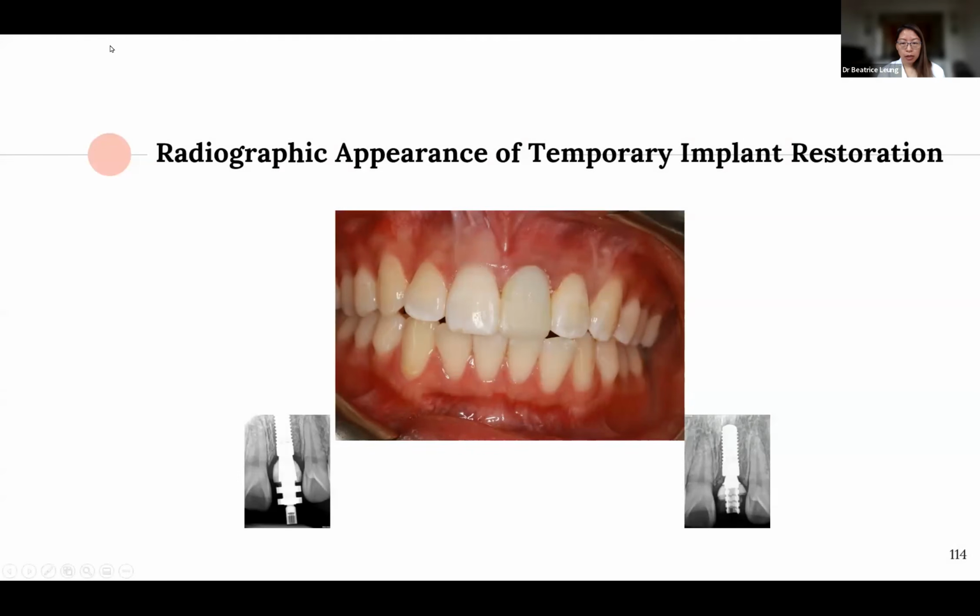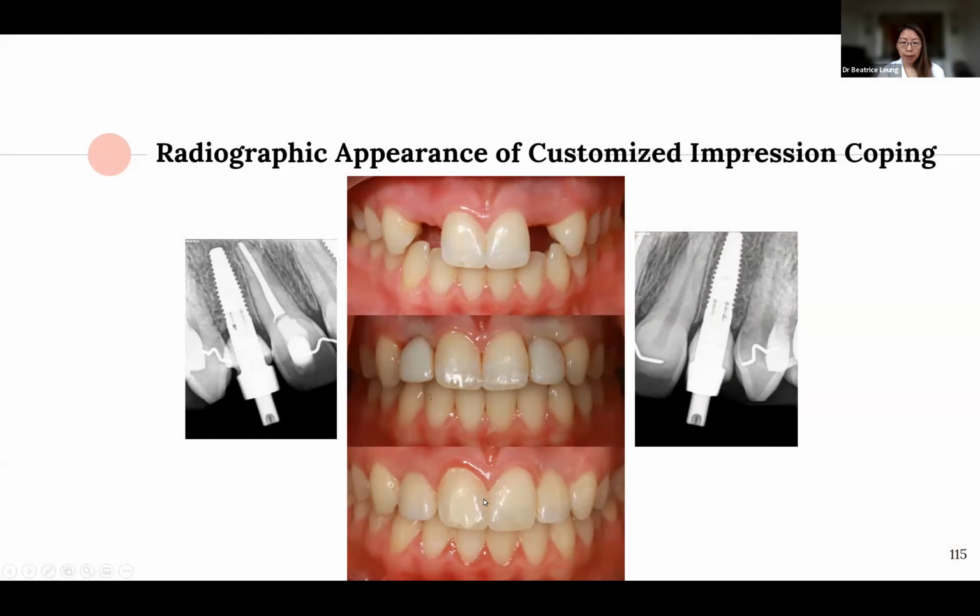Okay. So this is the temporary implant crown that I made for this patient. It's showing up as radio opaque. The actual customized impression coping, I don't think I have a picture of it, but you can see the ring of composite resin around my impression coping. Okay. So these are some of the anterior implant cases I did.